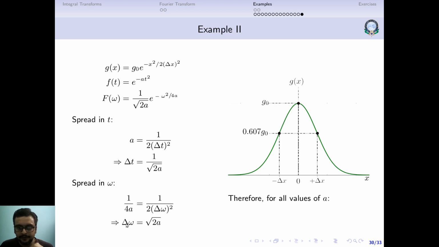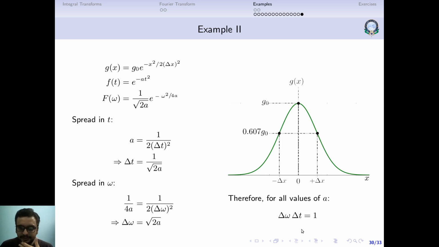And for all values of a, if I just multiply this delta omega and delta t, 1 by root over twice a into root over twice a, that is going to give us a value of 1. That means for any value of a, this product will always be equal to 1. So if delta omega increases, then delta t should decrease. That means if the Fourier transform becomes spread out, then the original function should become more narrow. If this original function starts spreading out, the Fourier transform will start getting narrowed down.